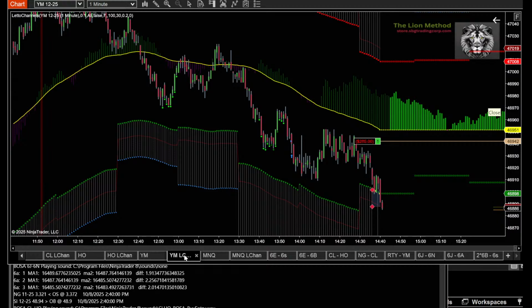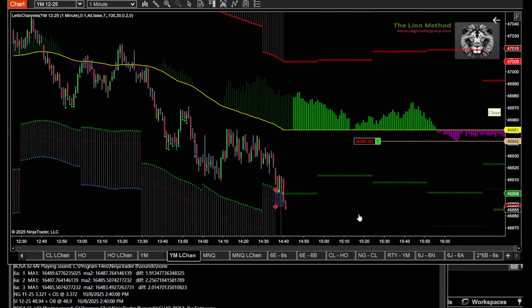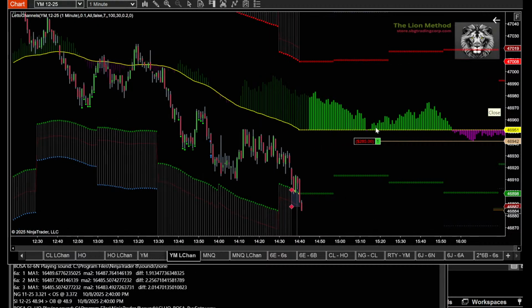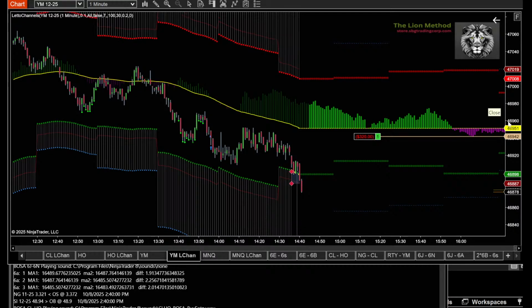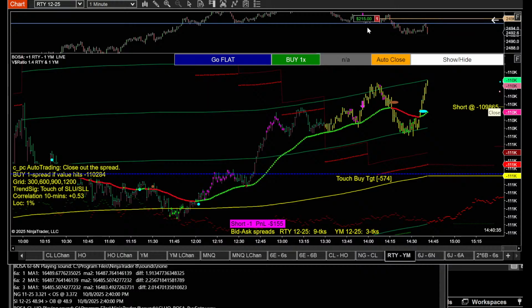So you can see the YM is coming into a period here where it tends to be in our expectation. Green histo means it tends to be at or above the midline of Leto Channels. It's not behaving though. We're down 330 in the YM and we're up 215 in the Russell.